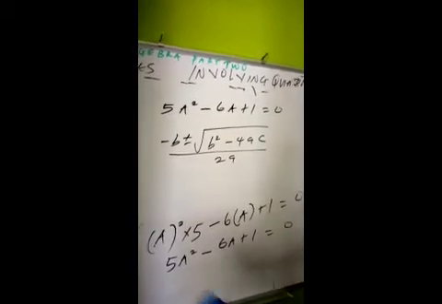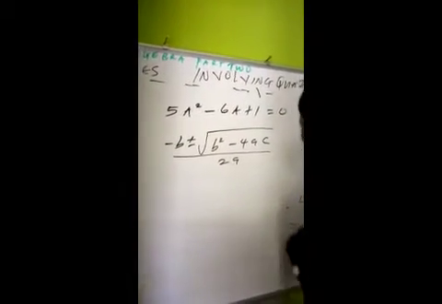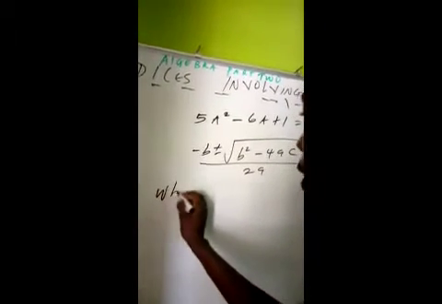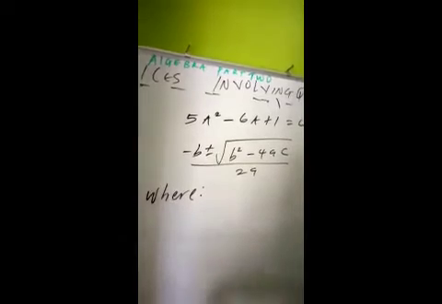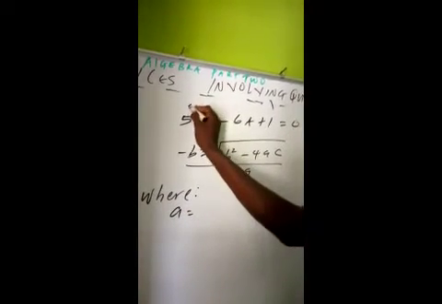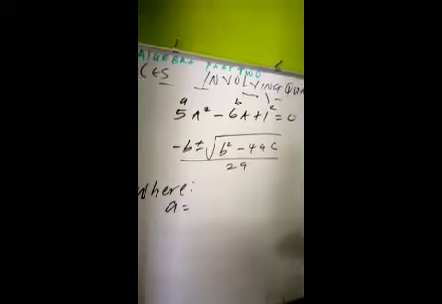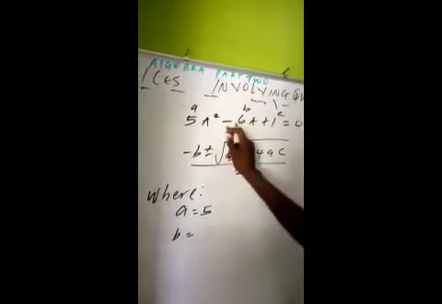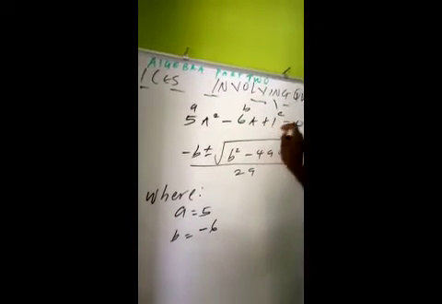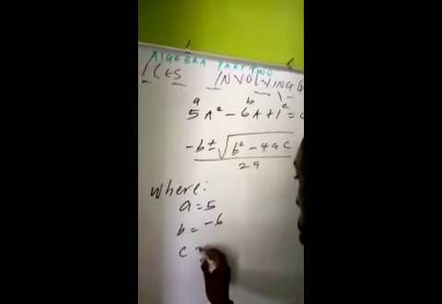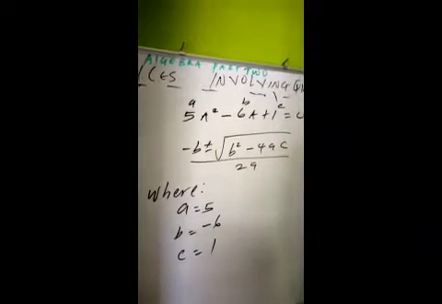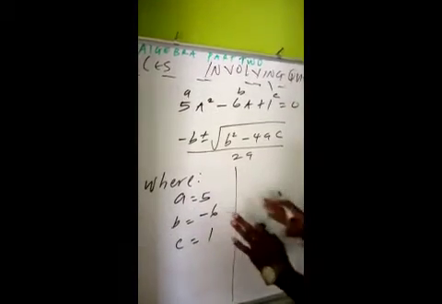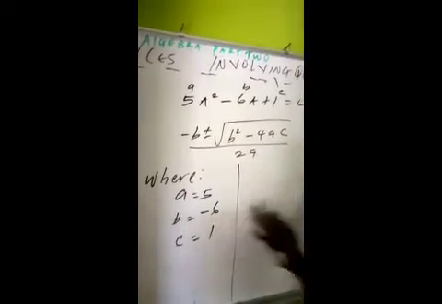Then from this point now, I'll bring out what you call the parameters. Parameters of a, b, and c. So I'll say where a, b, c are the parameters. My A here is 5, then my B here is minus 6, then my C here is 1, that is plus 1. Then from this point now, I will substitute. When I substitute, any place I see A, I put 5, B, I put minus 6.